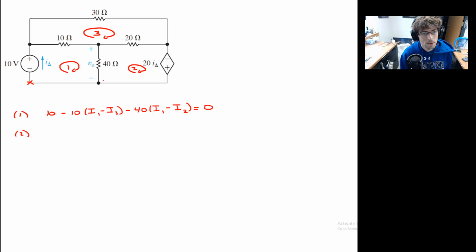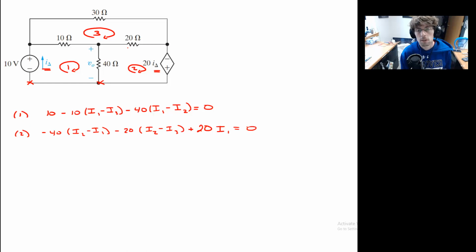Mesh 2. Well, I'll start here and I get a drop across my 40 ohm resistor. So I'll call that I2 minus I1. Keep walking, keep walking. Oh, okay. Another drop across my 20 ohm, so that's I2 minus I3. Keep walking, keep walking. Oh, now I have a jump. I have a jump of 20. And notice that I delta corresponds with I1. So I'll call that I1. And I'm back to my starting spot.